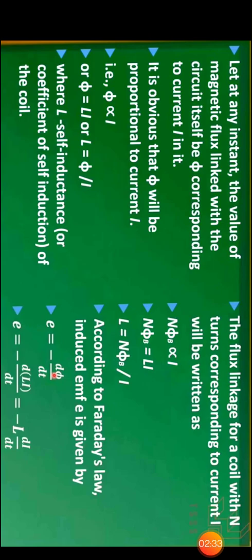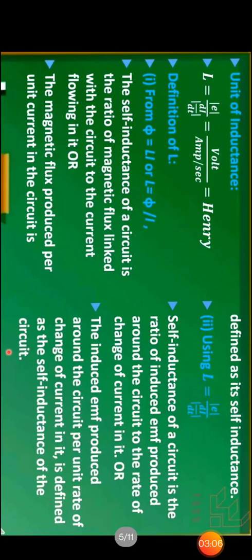According to Faraday's law, the induced EMF E is given by E is equal to minus d phi by dt. Here E is equal to minus d, and we can put the value of phi. Phi is nothing but LI. Therefore, d in brackets LI upon dt. Therefore we get the equation E is equal to minus L di upon dt.